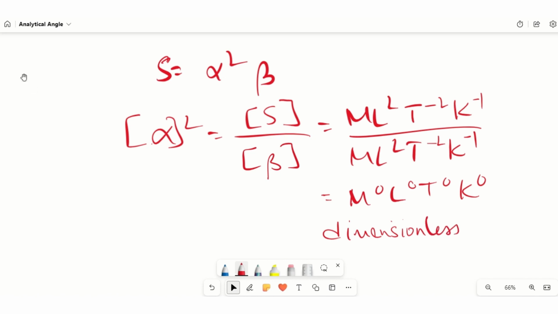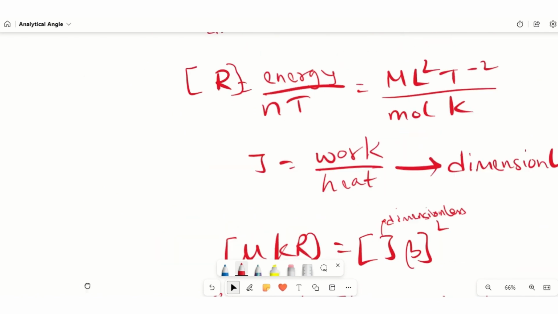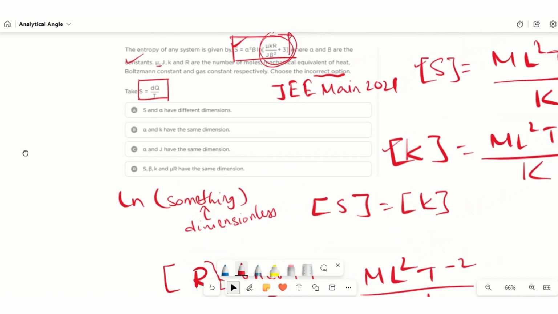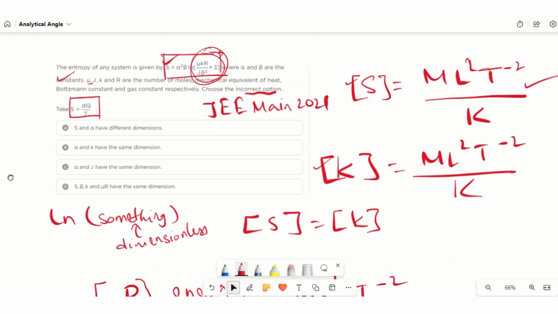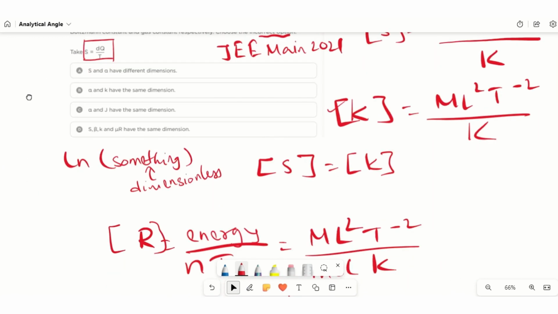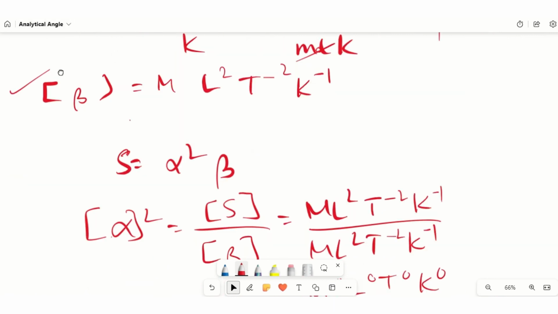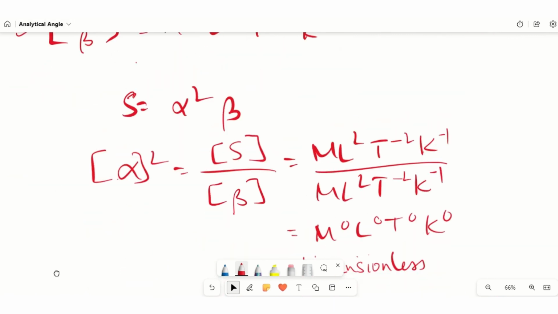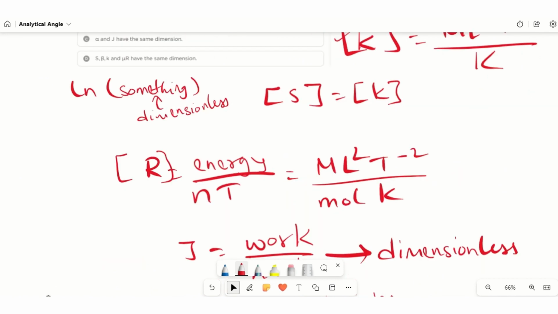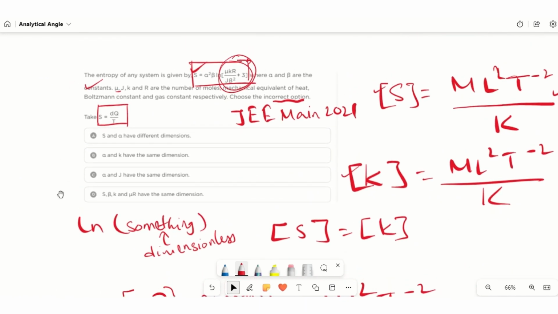Okay, now let's come to the options to see which one is incorrect. S and alpha have different dimensions. What was S? S was M L squared T to the power minus 2 by K. What's alpha? Alpha is dimensionless. So they have different dimensions, which is correct. So this option will be wrong.